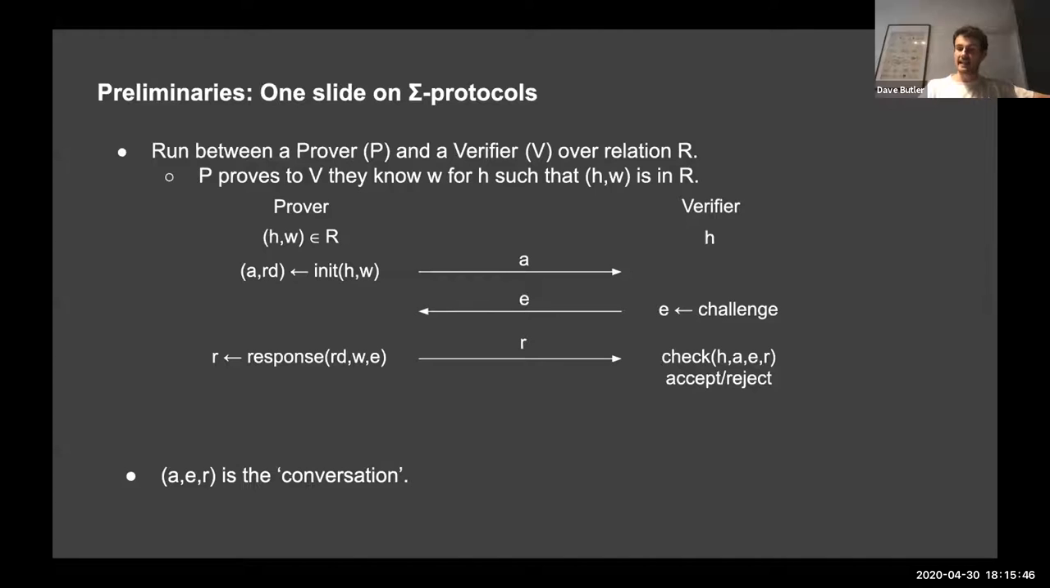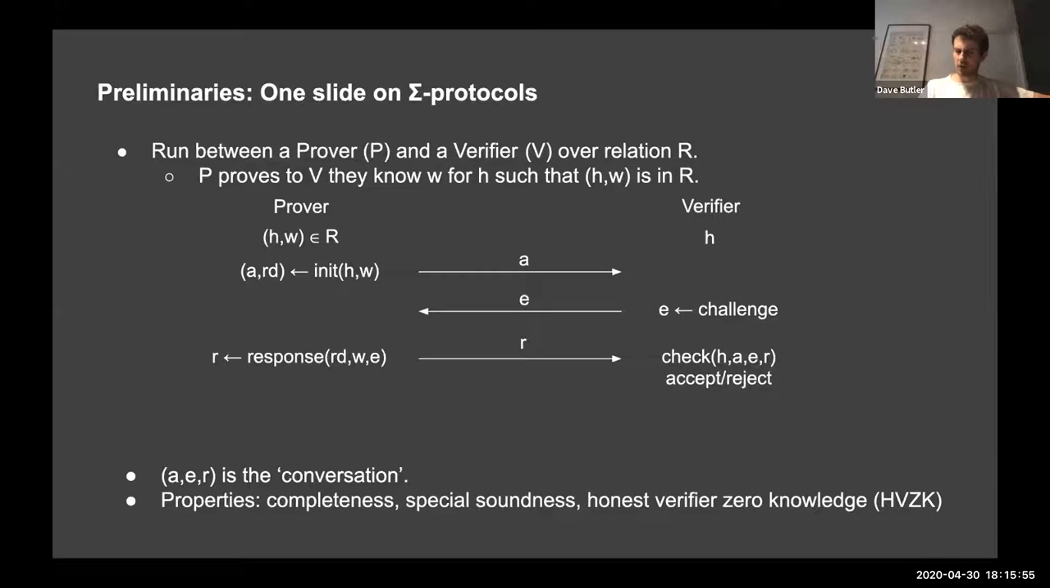Here we call A, E, and R the conversation of the protocol. This will come back in a little bit, so it's important that we know what the conversation is. Our properties are these three fairly standard properties. We want completeness, this soundness property, and then this zero knowledge property. But the key for Sigma protocols is that we have honest verifier zero knowledge. The caveat with Sigma protocols is that the verifier is assumed to be honest throughout. So that's us on Sigma protocols, and that's all we're really going to deal with of the technical crypto there.